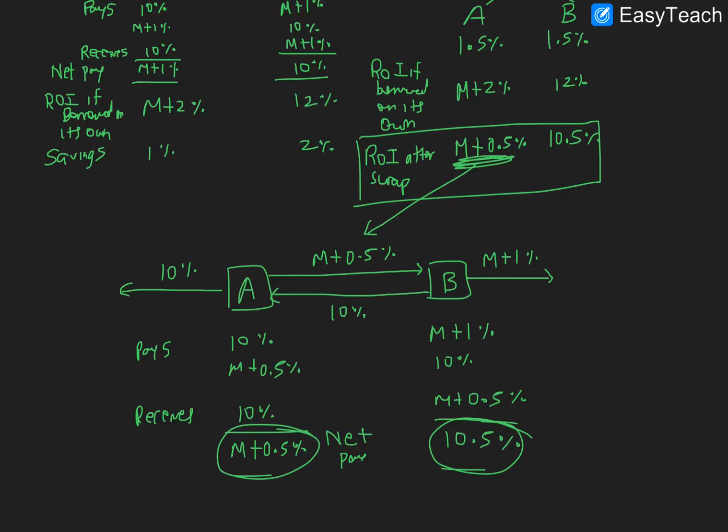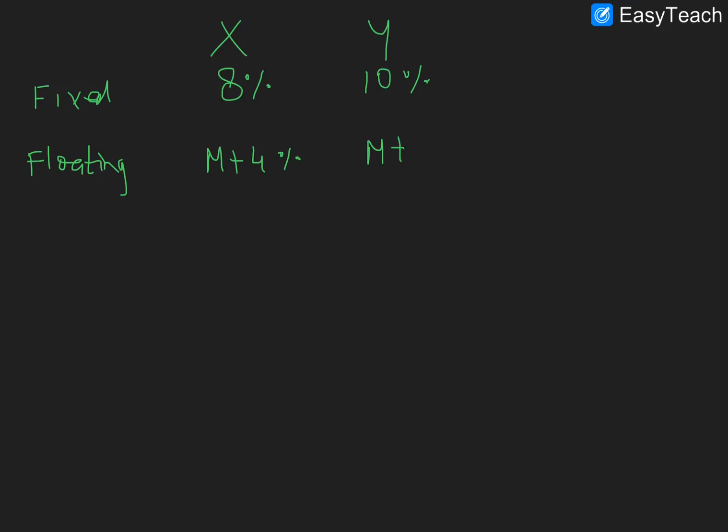Okay, so let's look at one more example where we will bring in a dealer. So let's see, where we bring in a dealer, what happens. Suppose let's take some other name as X and Y. So let's consider a fixed rate of interest and a floating rate of interest. So suppose X can borrow at 8%, Y can borrow at 10%. Floating rate wise, X can borrow at, let's say, MIBOR plus 4%, and Y can borrow at MIBOR plus 1%.